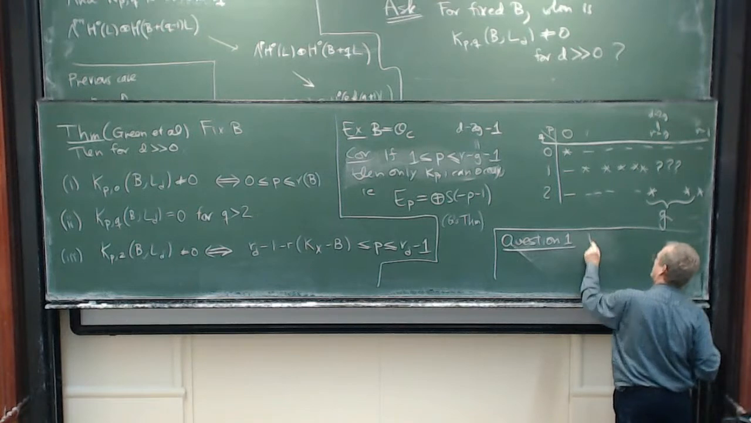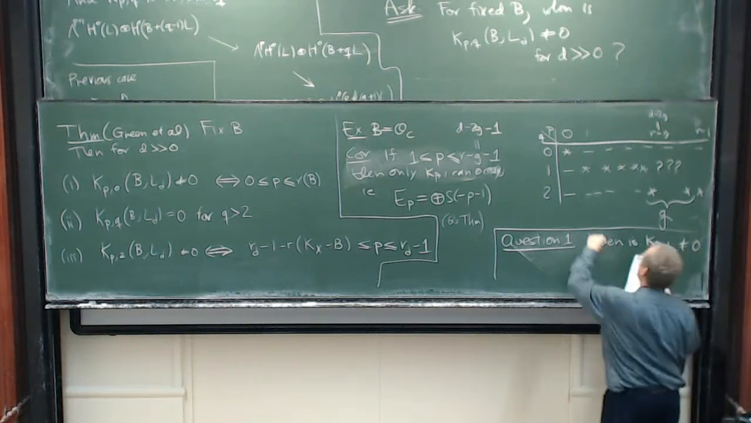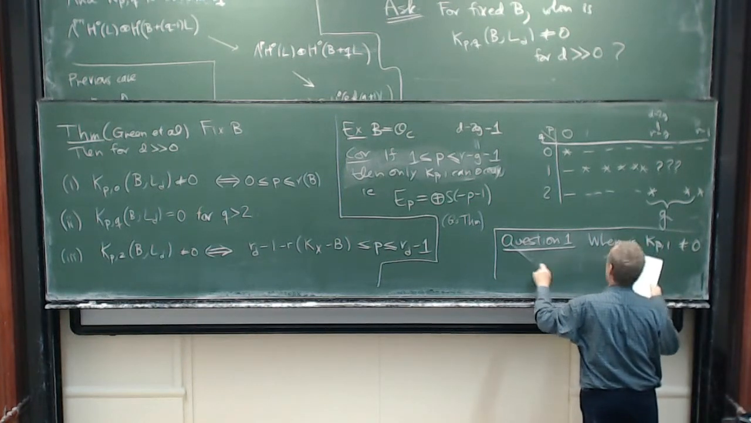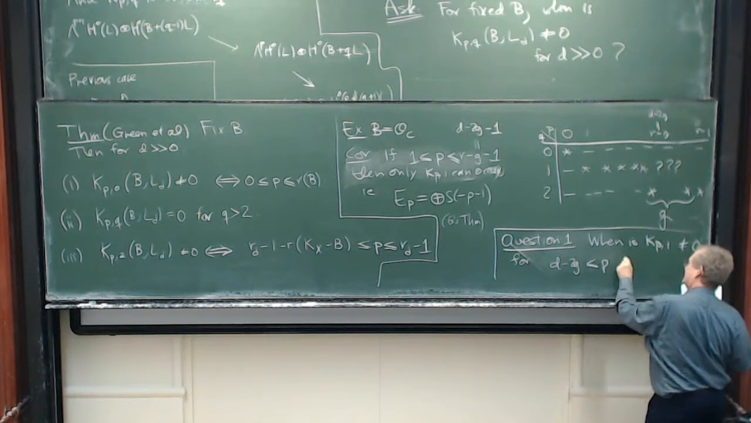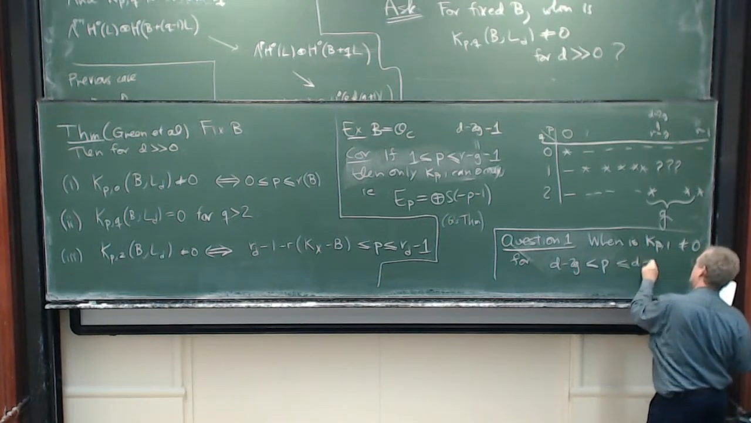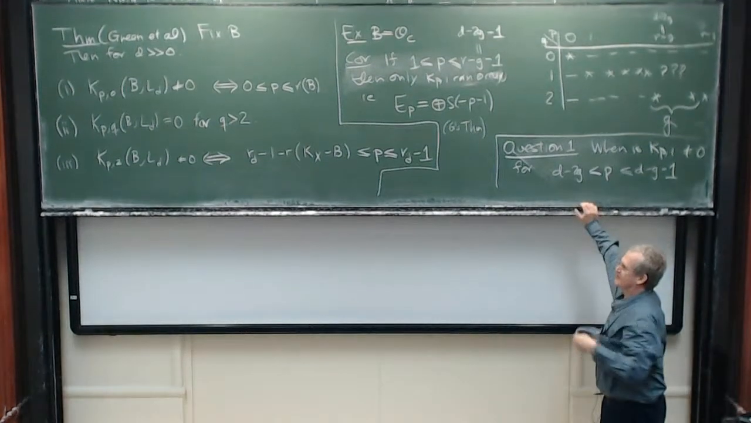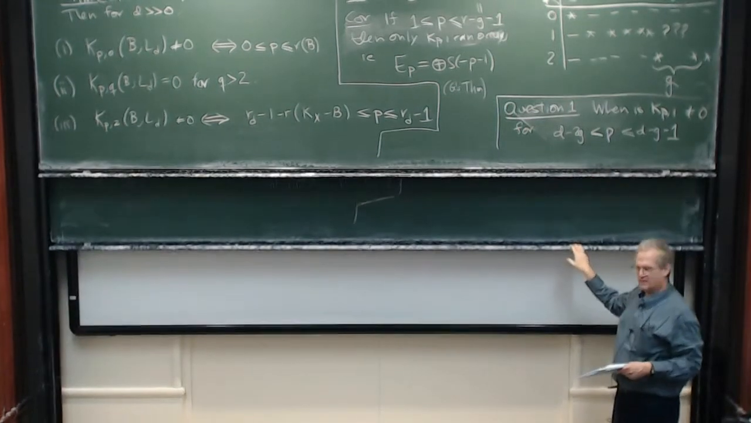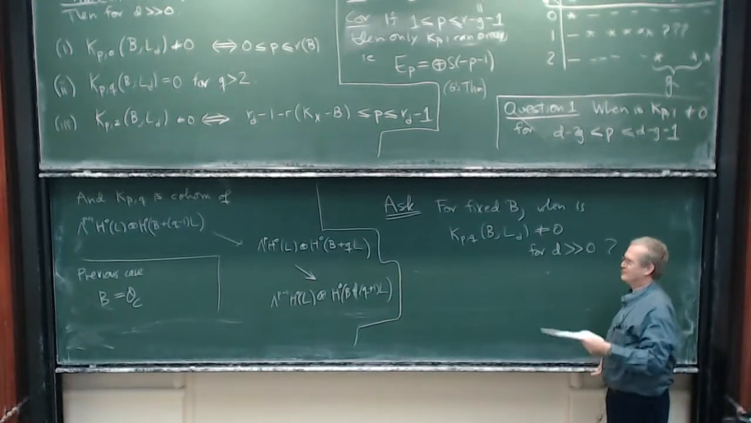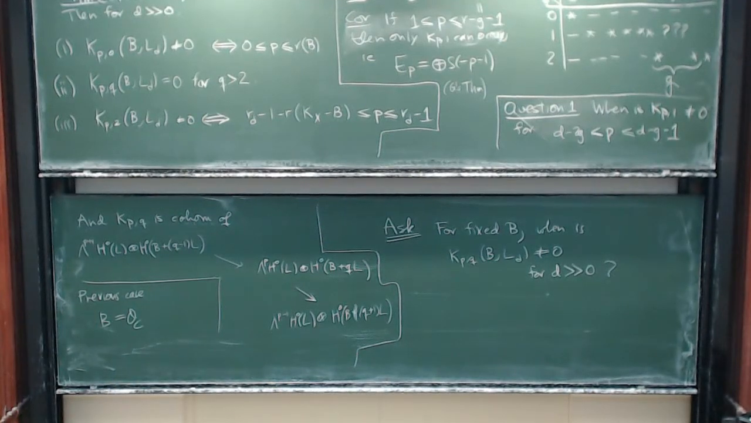is when is K_{p,1} non-zero in this sort of mystery range for D minus 2G less than or equal to P less than or equal to D minus G minus 1? This is the resolution of the homogeneous ideal. We know for sure that we start getting these weight 2 syzygies, but we don't know how long the weight 1 syzygies last. Is there some range of p's for which we get syzygies simultaneously of 2 different weights? The answer will be yes, as you'll see.